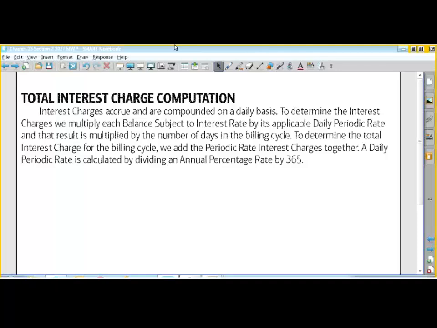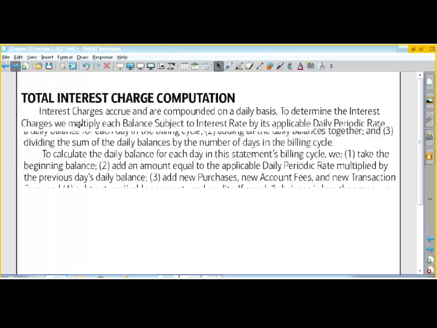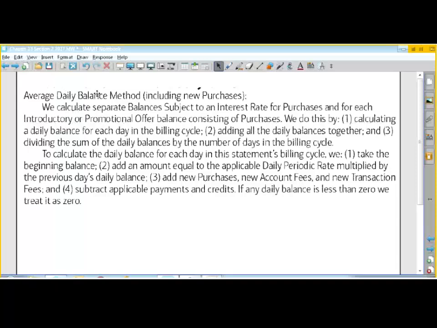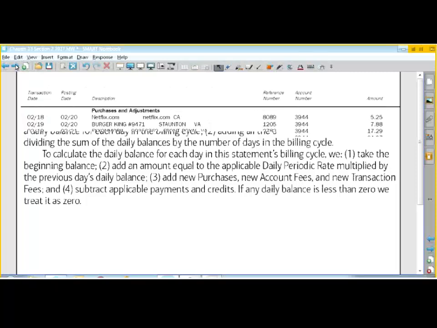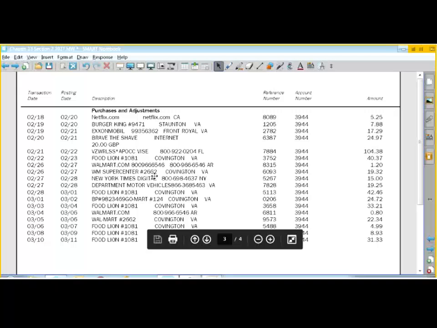So there's this thing called average daily balance, which we'll talk about, multiplied by the appropriate charges. So this goes into the average daily balance method, which is what we're going to talk about in class. This is the way that people calculate how much interest you owe after every month. So we'll come back to that.